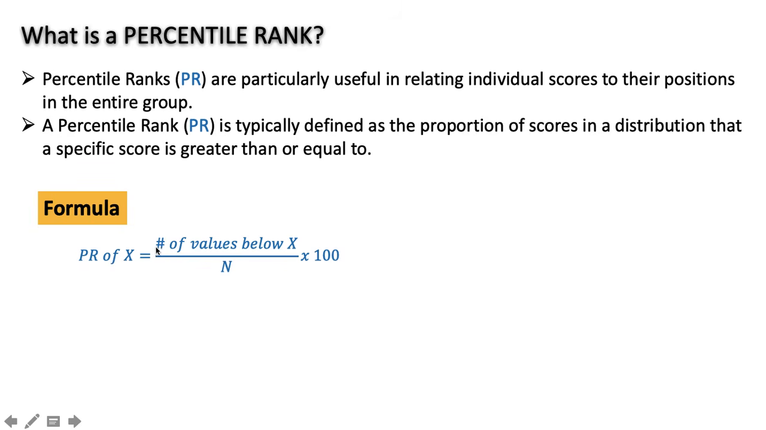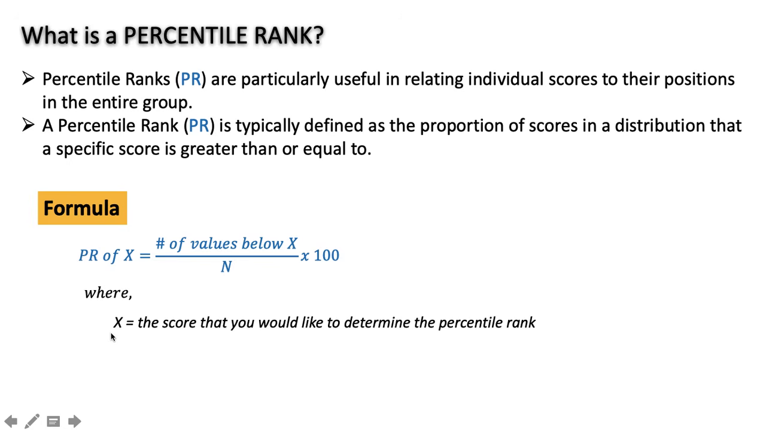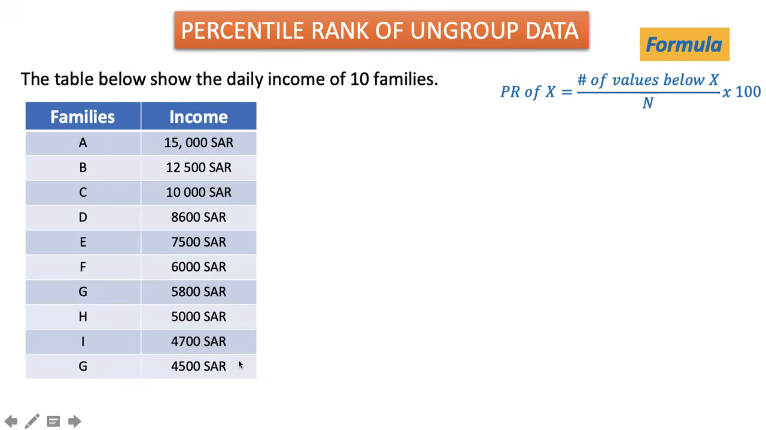Percentile rank of x is equal to the number of values below x over n times 100, wherein x is the score that you would like to determine the percentile rank of, and n is the number of observations.